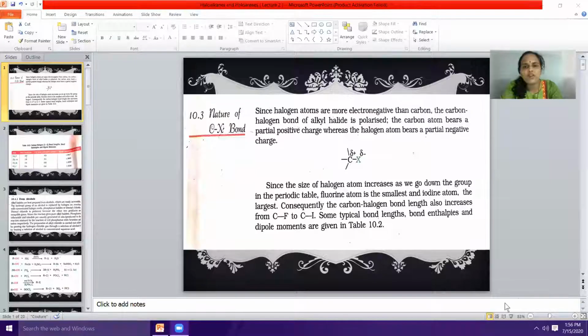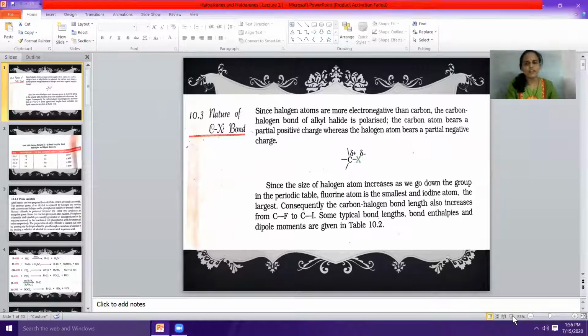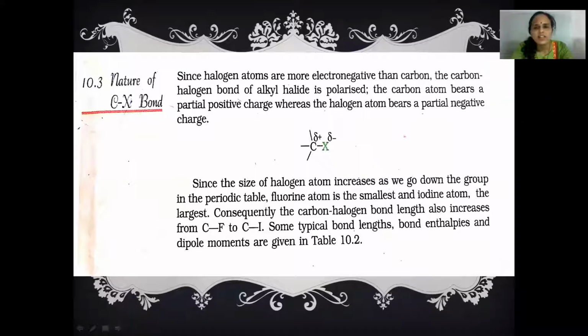Hello students, in continuation with the chapter haloalkanes and haloarenes, today let us see the nature of the C-X bond. We know that halogen X is more electronegative in nature in comparison to carbon. So X carries a charge of delta negative on it, and carbon, since it is electropositive in nature, carries a charge of delta plus on it. As a result, alkyl halide is a polar molecule.